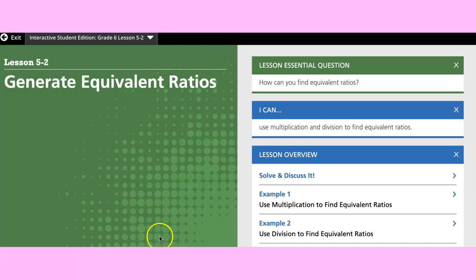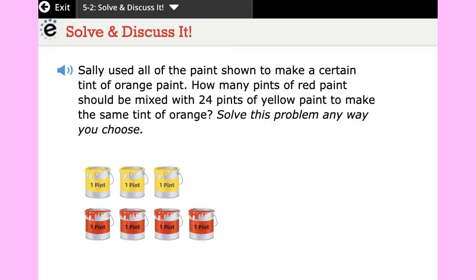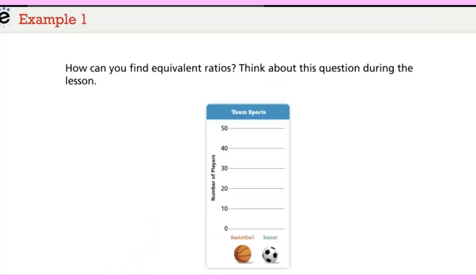All right, so let's start. We always start with solve and discuss. This is a challenge question before we move on to our lesson. So Sally used all the paint shown to make a certain tint of orange paint. How many pints of red paint should be mixed with 24 pints of yellow paint to make the same tint of orange? Solve this problem in any way you like. So good luck. I know this is fun. Go ahead.